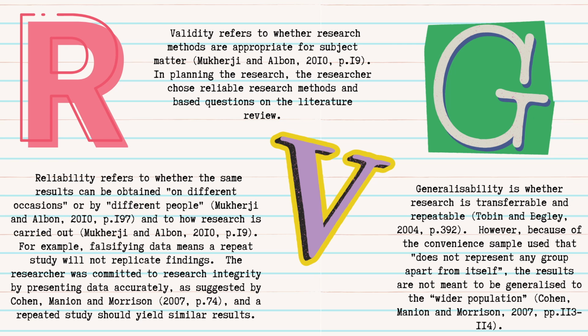For example, falsifying data means a repeat study will not replicate findings. If I told my participants what answers to put in the survey, if I tried to influence the data, and someone else carried it out on a different occasion, they will get different results simply because I cheated, basically. So you have to be committed to research integrity, to present the data accurately, to collect the data in a reliable way, so that a repeated study should yield similar results.